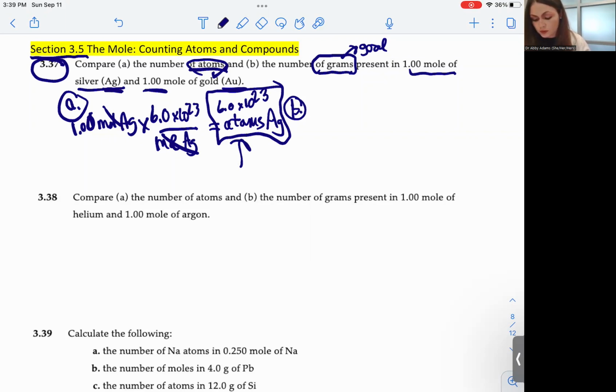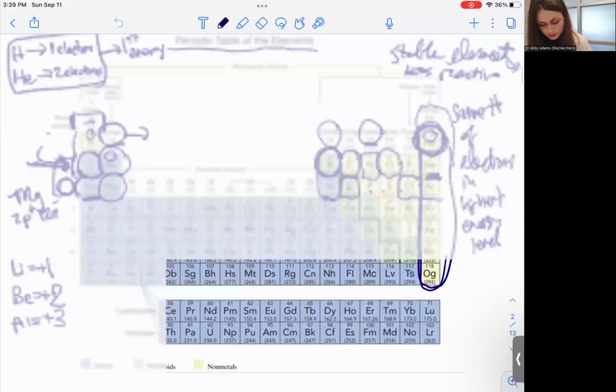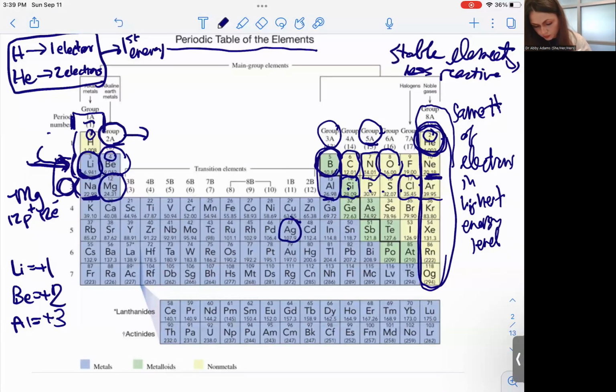We need to get the number of grams in 1 mole of silver. All right, so we want grams. Let's write grams over here, grams silver. All right, so we have 1 mole of silver, and we want grams, and we have moles. So what you can use is the average atomic weight. So let's see, let's check out silver. I just had that here. So where is silver? 107.9.